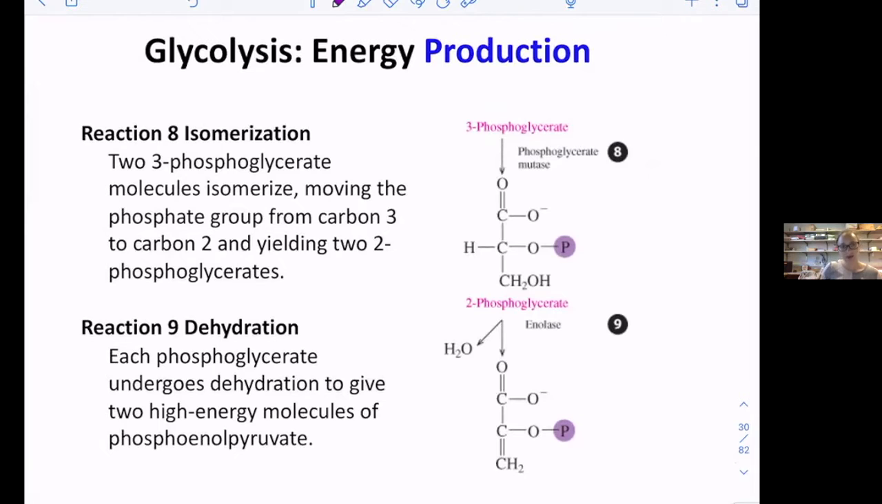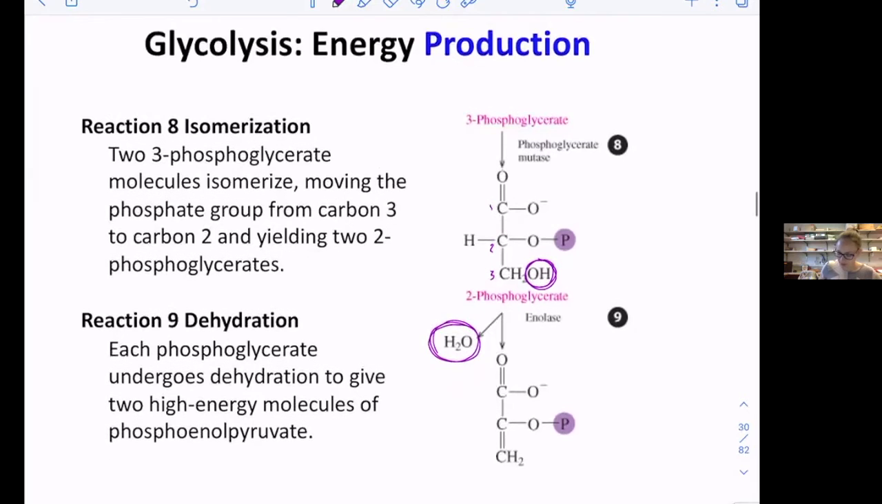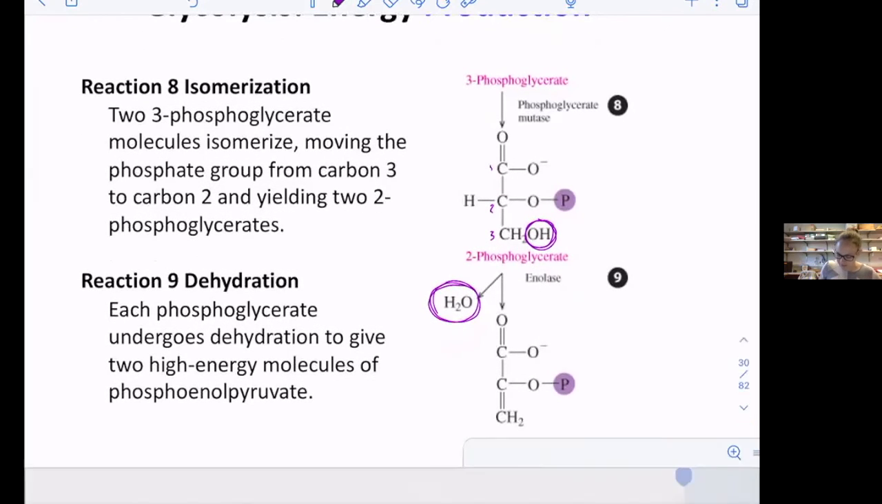So the 2 of those 3-phosphoglycerate molecules, there's 2 of them, isomerize, moving the phosphate group from carbon number 3 to carbon number 2. As you see here, we have an OH on carbon number 3, 1, 2, 3, and the phosphate up there. So our isomerization reaction releases water and transfers the phosphate group up.